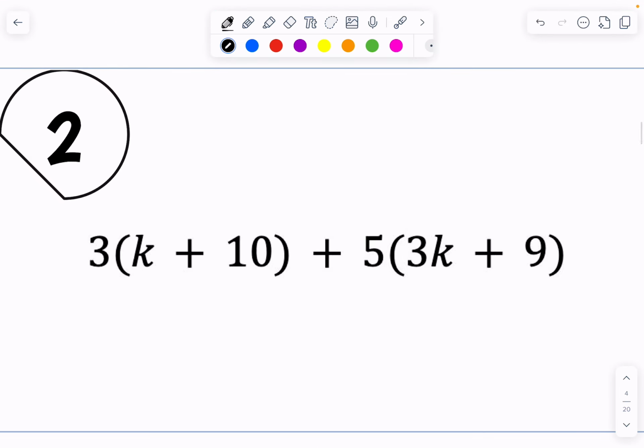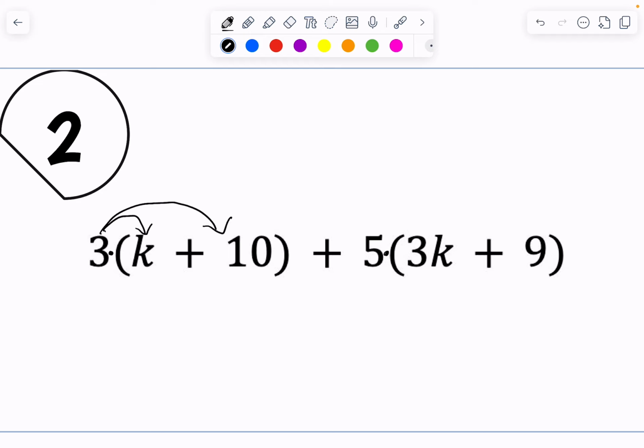All right, when we look at this example, we actually have two sets of parentheses here, so we're going to be distributing twice, okay? And so, again, my first step is to clear out those parentheses using the distributive property. So this is 3 times the quantity k plus 10 plus 5 times the quantity 3k plus 9. So my 3 is going to get distributed to everything inside the first set of parentheses.